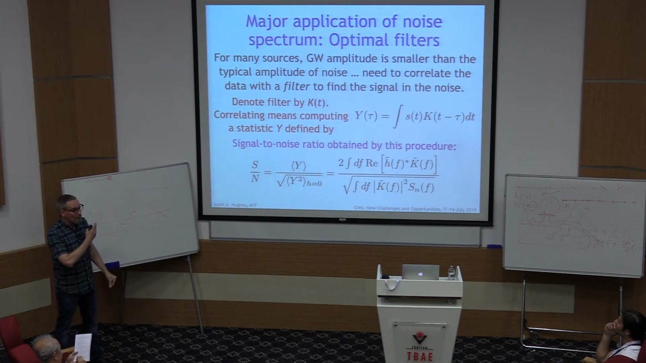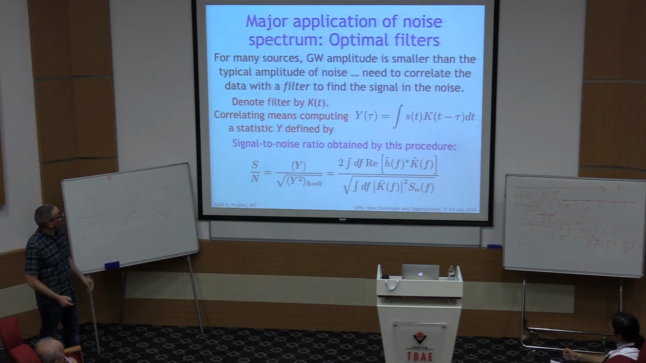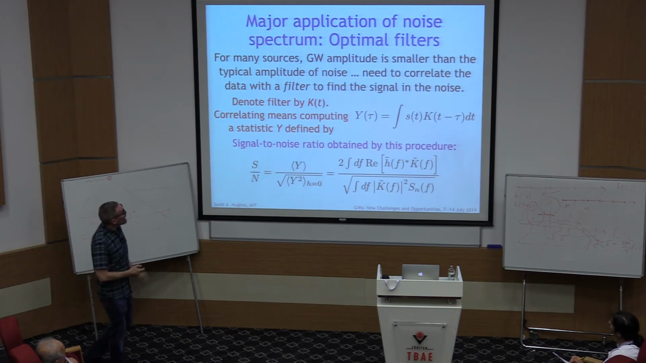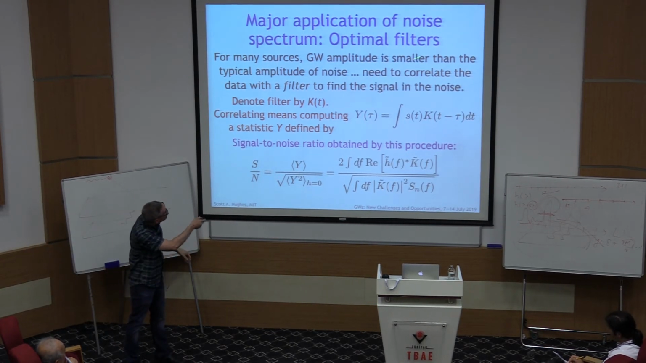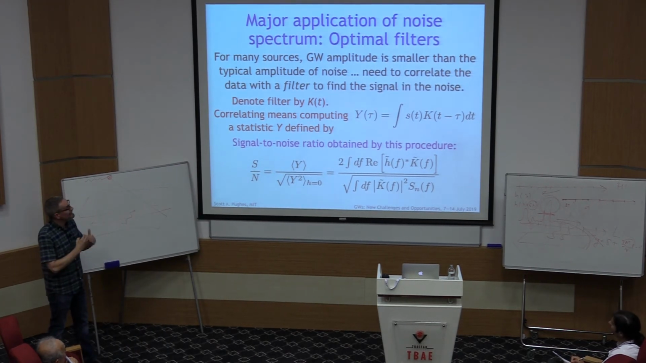All right, so a major application of what you want to use, and this feeds into some of the stuff that Badri talked about in his lecture: what do we use the noise spectrum for? It's to design the optimal filters that we use to make our measurements. In many cases, the instantaneous amplitude of your gravitational wave source is significantly smaller than the mean amplitude of the noise.